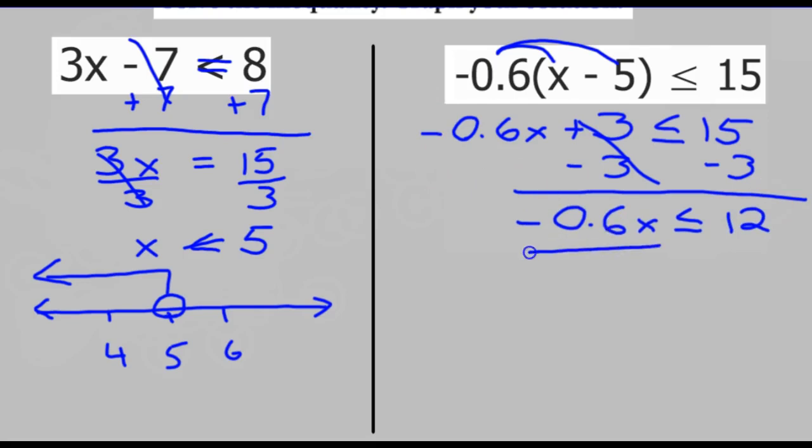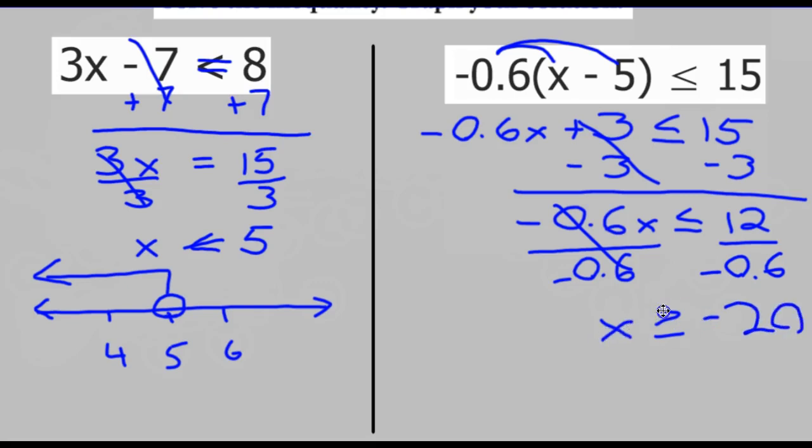Finally, we have to divide by negative 0.6. So we get x. Now we divided by a negative number. And our rule is whenever we divide or multiply by a negative number, we have to take our sign or our symbol and flip it. So 12 divided by negative 0.6 gives us a negative 20. So x is now greater than or equal to negative 20.